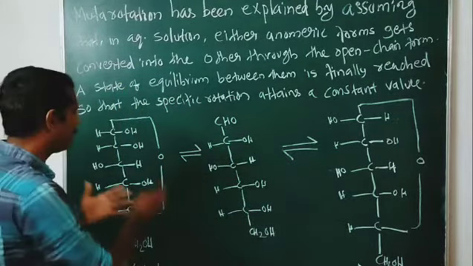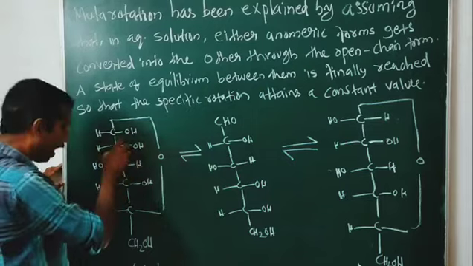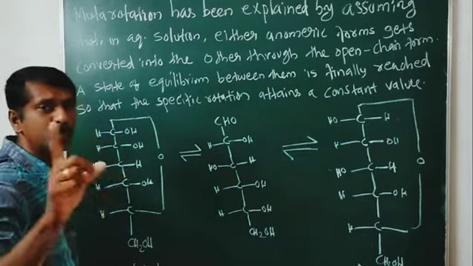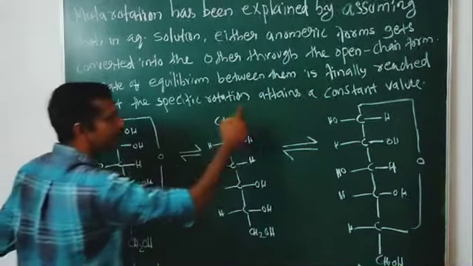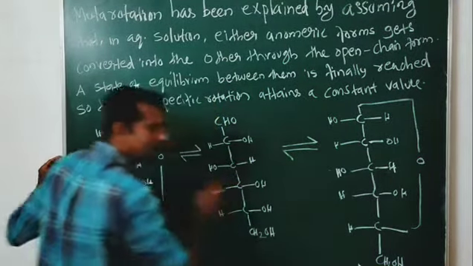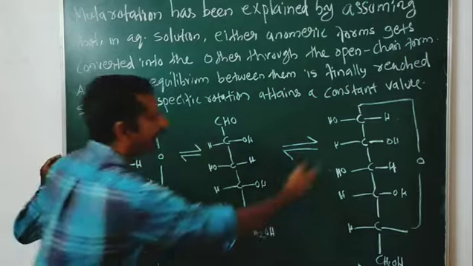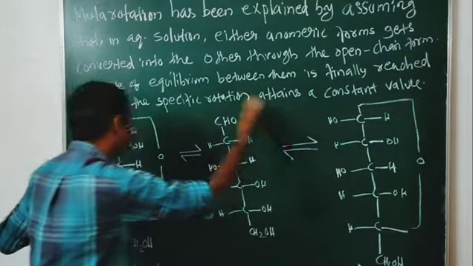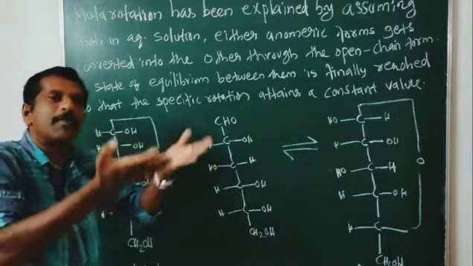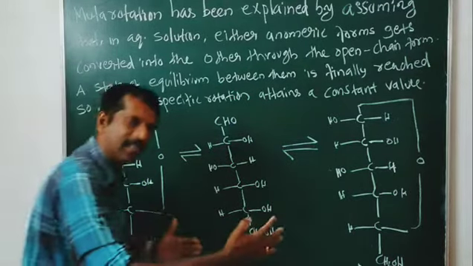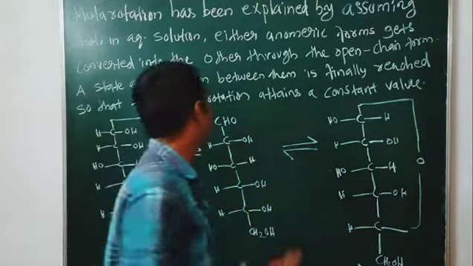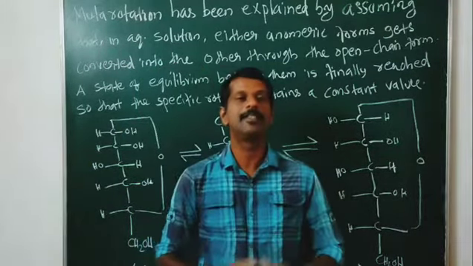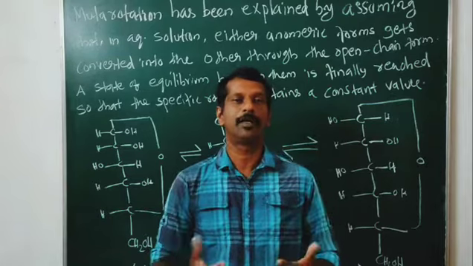Therefore, what will happen? We can see that alpha D glucose has a rotation of plus 112.2. When it gradually changes to beta D glucose, its rotation will decrease, and here you can see that beta D glucose, plus 18, will change into alpha D glucose and its rotatory power increases, and finally they will attain a constant value of 52.7 degree. This is the assumption for mutarotation.